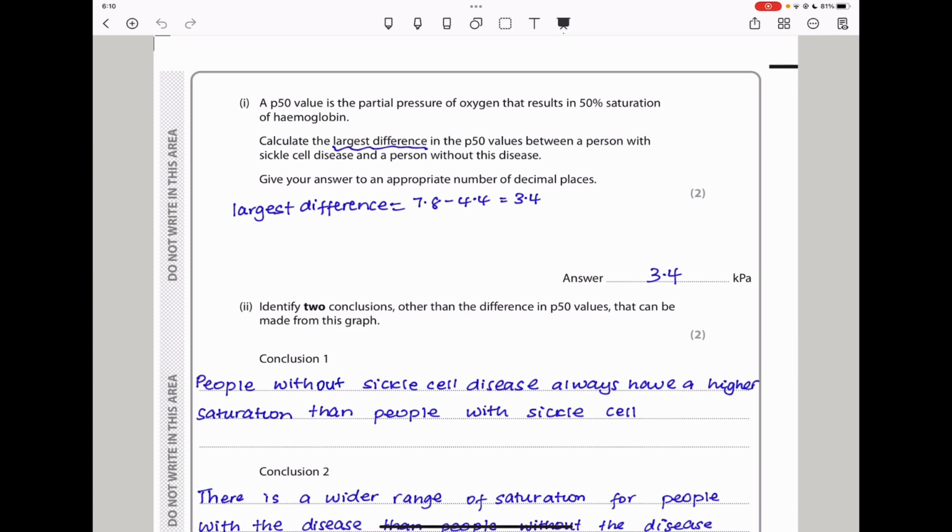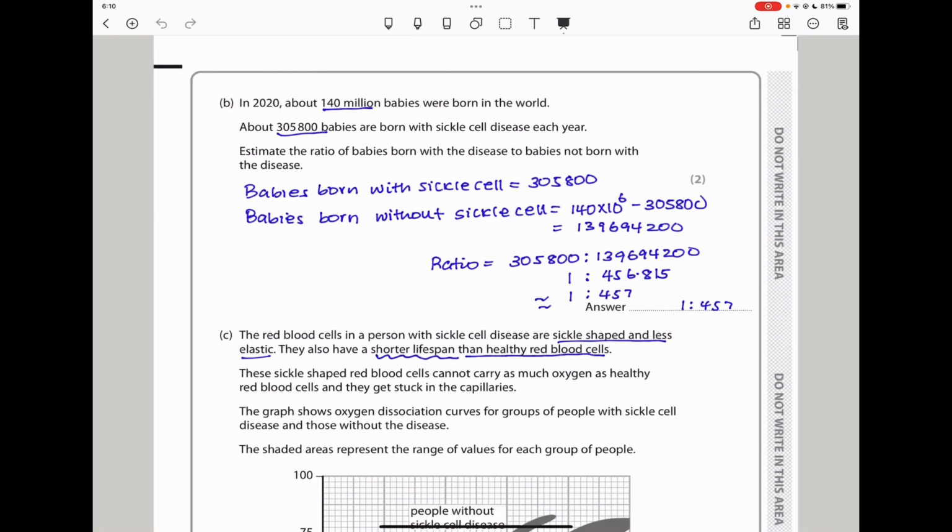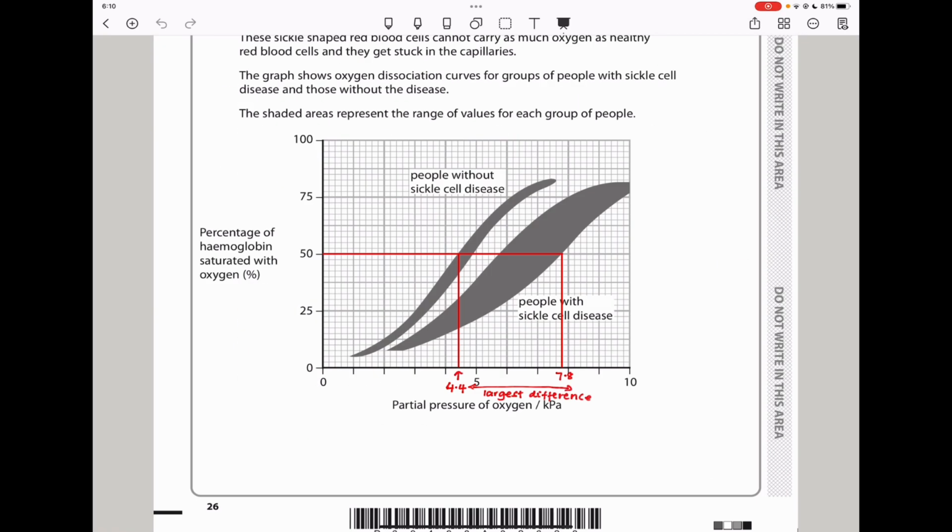So let's go back to the graph and observe that. Remember, P50 is 50% saturation with oxygen. Since they want us to find the largest difference, I drew a straight line at 50% saturation, and then I got the greatest difference, which should be this value minus that value. Looking at my graph, this value here is at 4.4, and that value there is at 7.8. So the difference should be 7.8 minus 4.4. That should be the greatest difference.